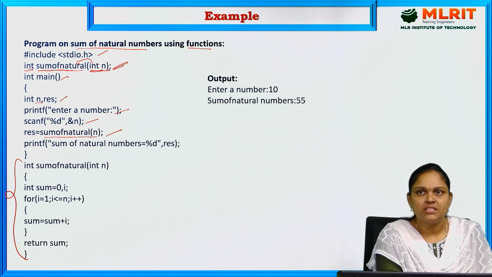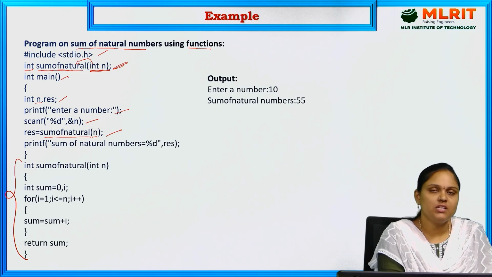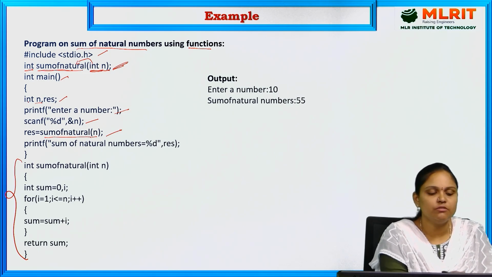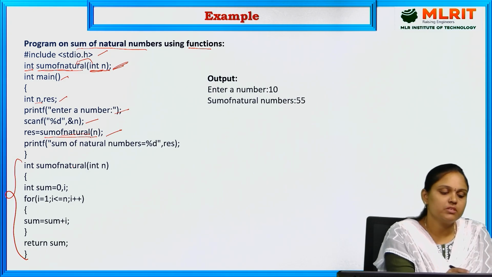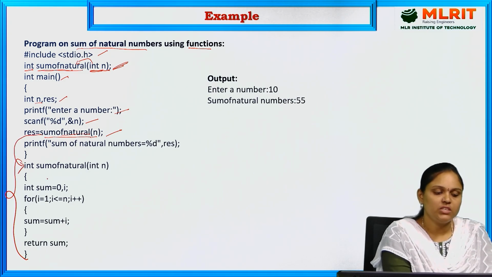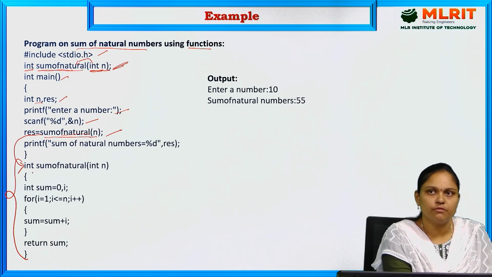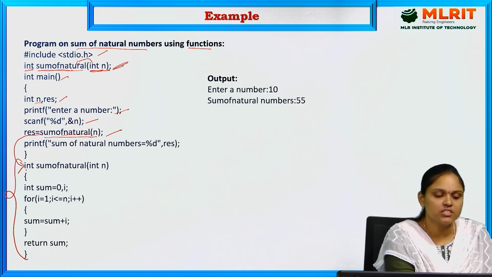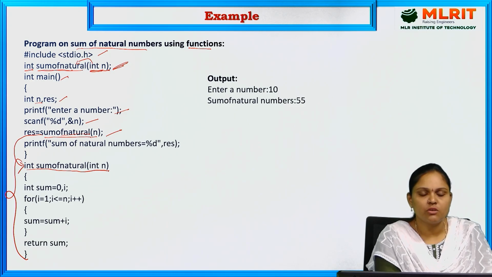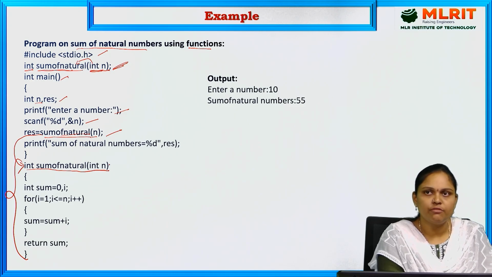So the parameter that we are passing to sum of natural is n. And n is of what type? n is of integer type. So one integer value we are passing to this sum of natural numbers function. Then the compiler will jump to the function definition. Here is also the function header. In the function definition, the function header is the same as the function declaration, only we are not using a semicolon at the end of the function header.